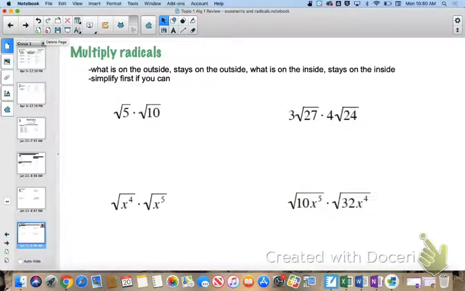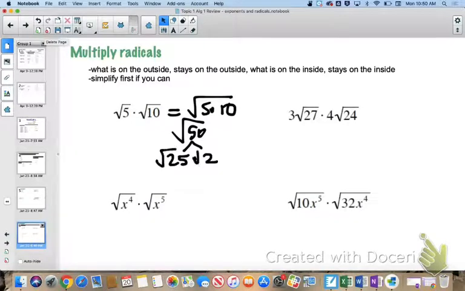With this first one, root 5 times root 10, neither of those are perfect squares. So you can combine those to be 5 times 10, which is 50. So square root of 50. Now, 50 has a perfect square in it. So that reduces down to 25 times 2. Square root of 25 is 5, so you get 5 root 2. Okay.